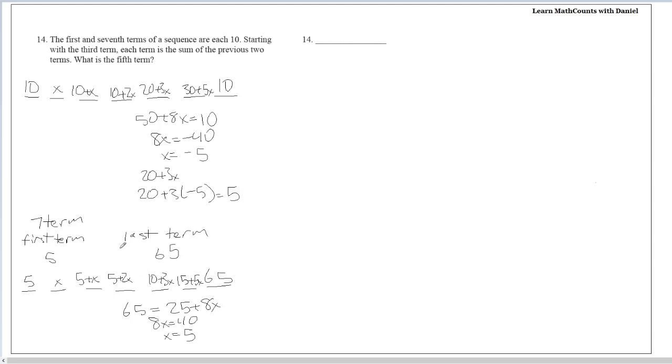And I forgot to mention it, again we want the fifth term. So our fifth term will be 10 plus 3 times x, which is 25.